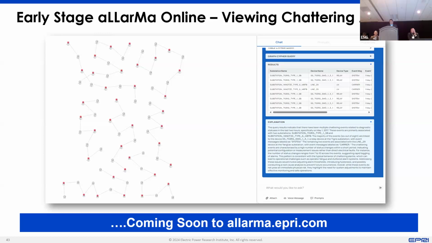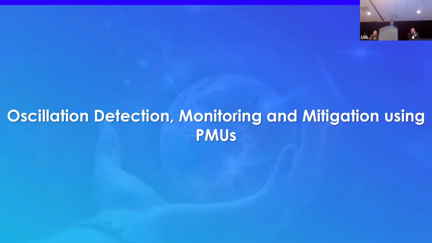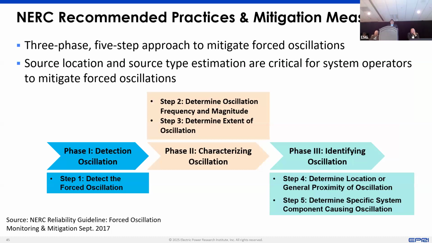So that's one area, and there are other AI applications we are working on, but this is one of the novel ones which I wanted to present today. Another area we're working on is oscillation detection and monitoring, and that's one of the main things we saw in the Iberian blackout and other recent events. So we are looking at forced oscillation, natural oscillation, as well as subsynchronous SSO, high frequency oscillations as well.